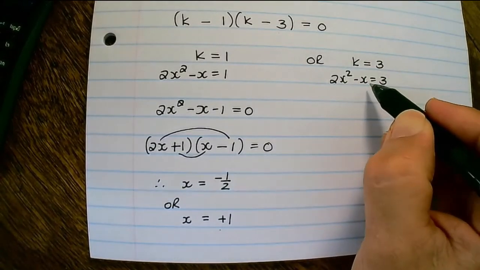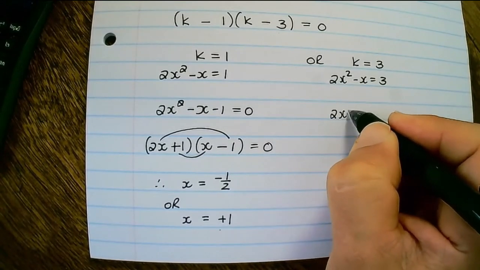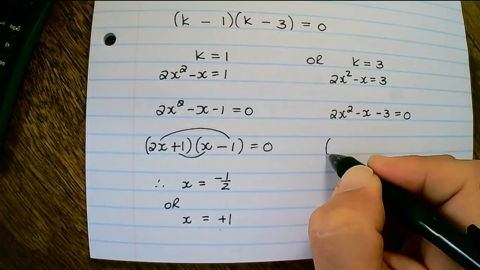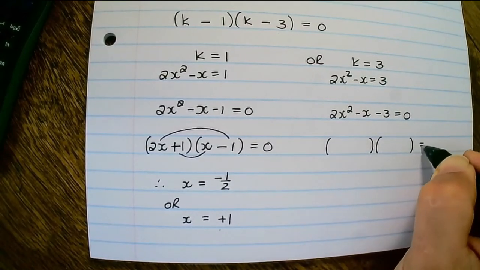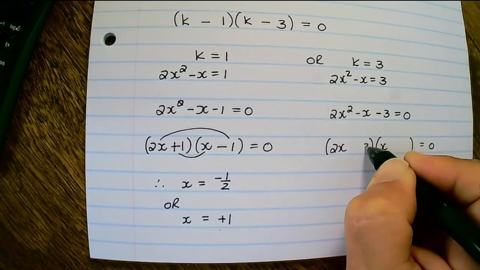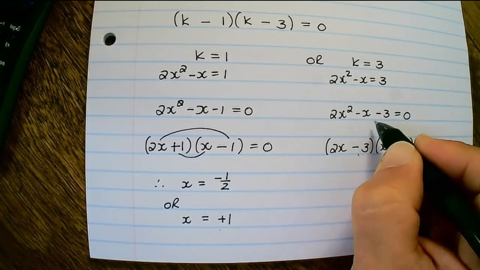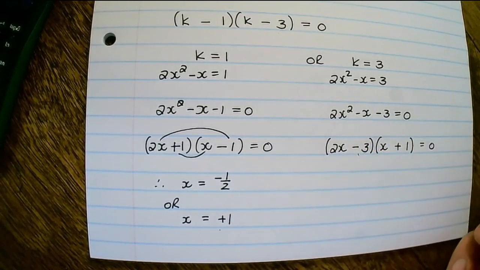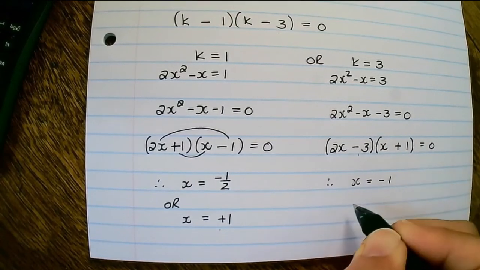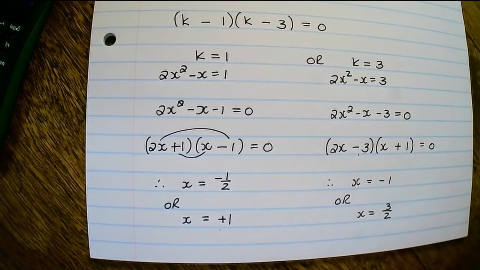And then I also need to solve x for this part of the equation. So it is 2x squared minus x minus 3 equal to 0. Then I'm going to try and factorize again. It's 2x and x, 3 and 1. So it's negative 3x plus 2x will give me negative x in the middle. Therefore, x is equal to negative 1, or x is equal to 3 over 2, or 1.5.